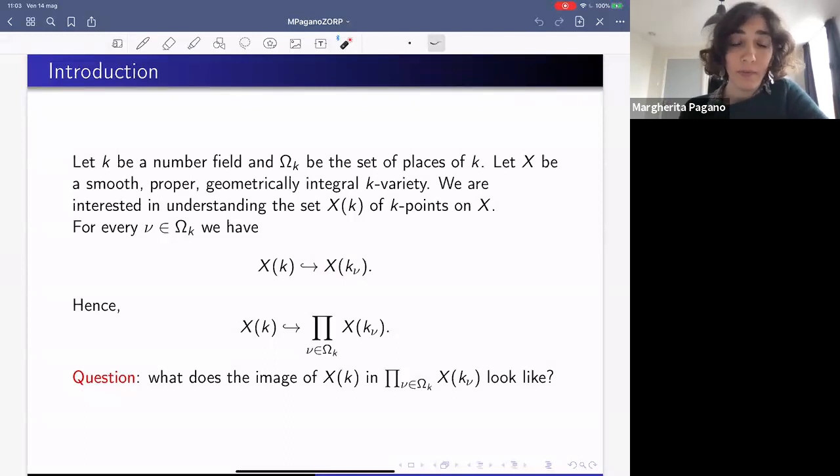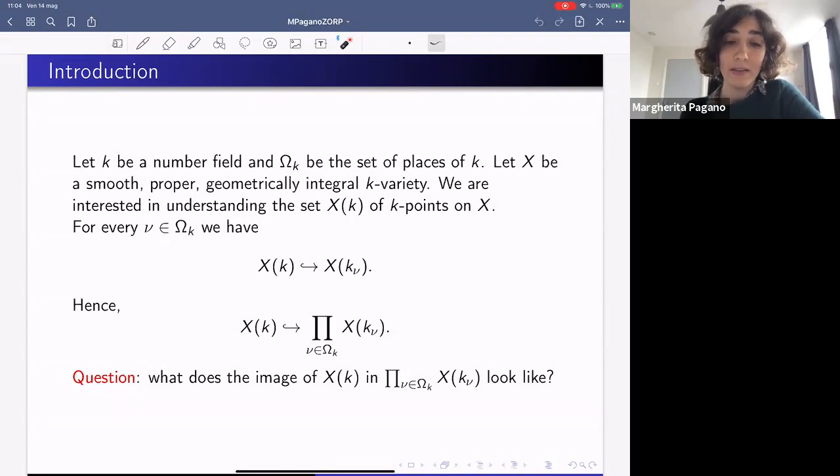Moreover, we will denote by X a smooth, proper, and geometrically integral K-variety. What we are interested in studying is the set of K-points on X. The first thing we observe is that for every place, we have a natural inclusion of the K-points inside the K_nu-points of X. Therefore, we can look at the K-points of X inside the product over all the places of the K_nu-points of X.